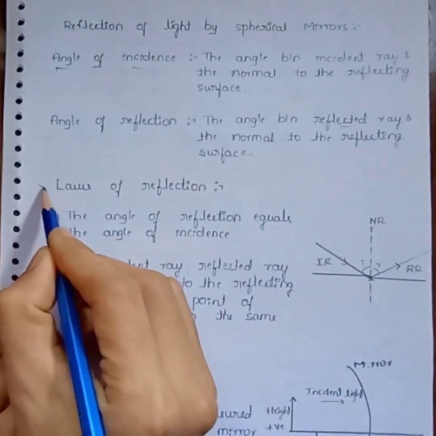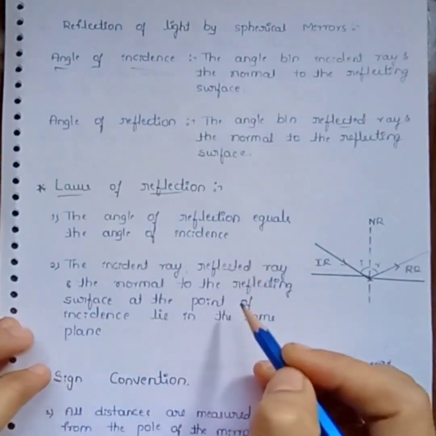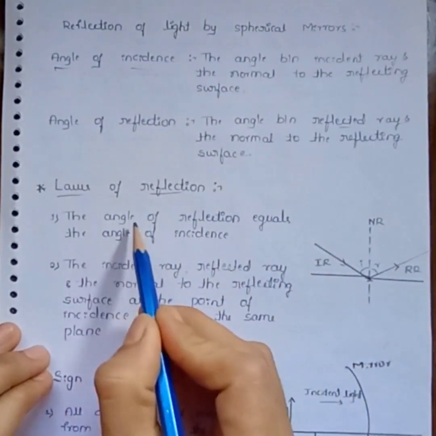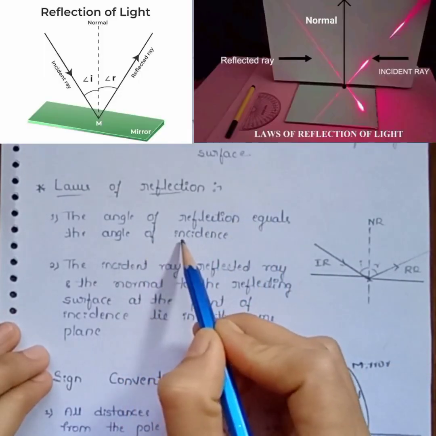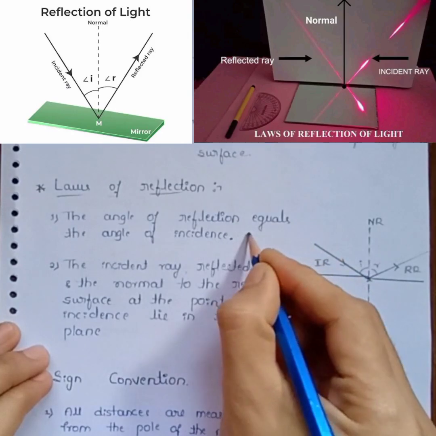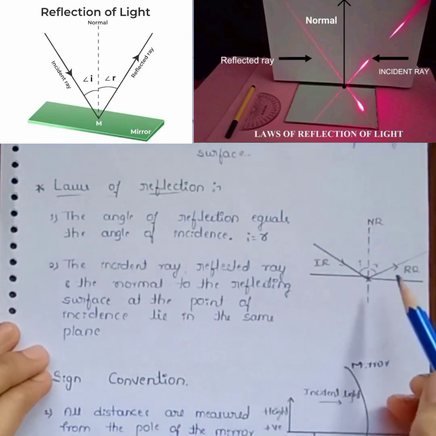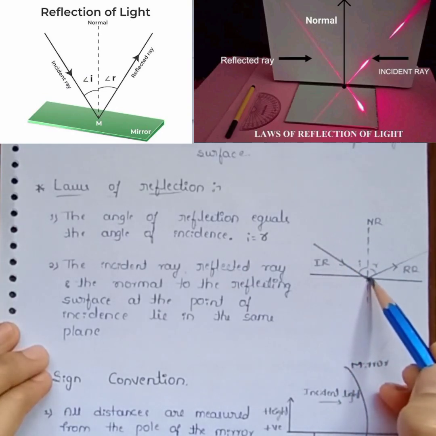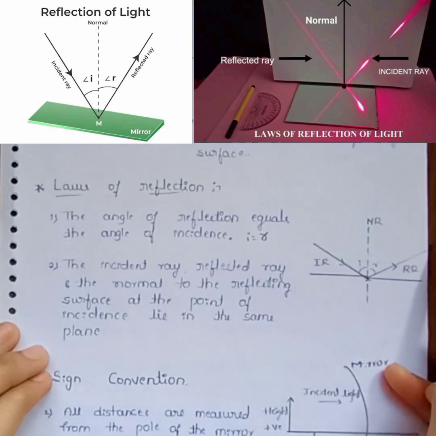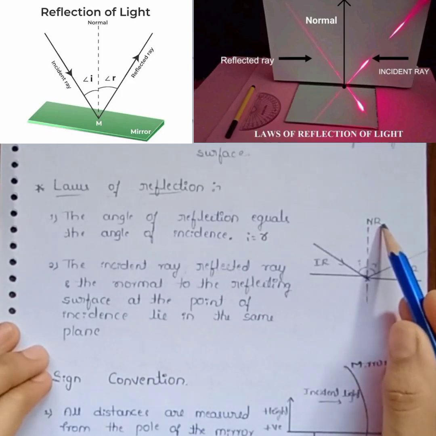Next one, it is laws of reflection. This one is very important for 2 marks. The angle of reflection equals the angle of incidence. That one is angle of incidence I equals angle of reflection R. Here IR is the incident ray, which is reflected back to the same medium. That one is the reflected ray, and it makes an angle R with the normal ray.